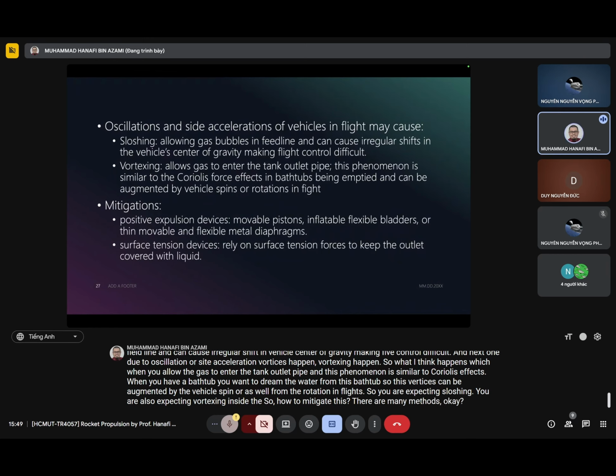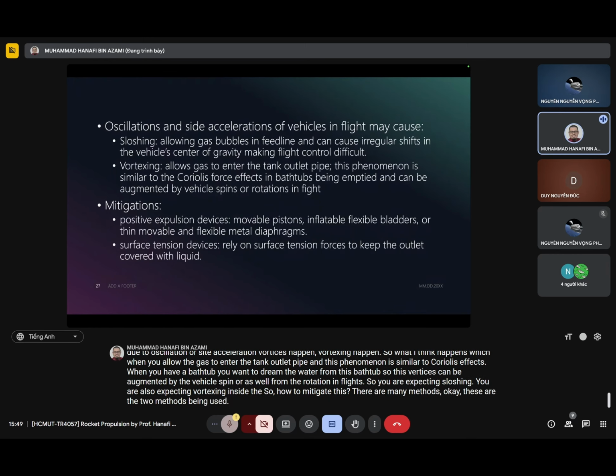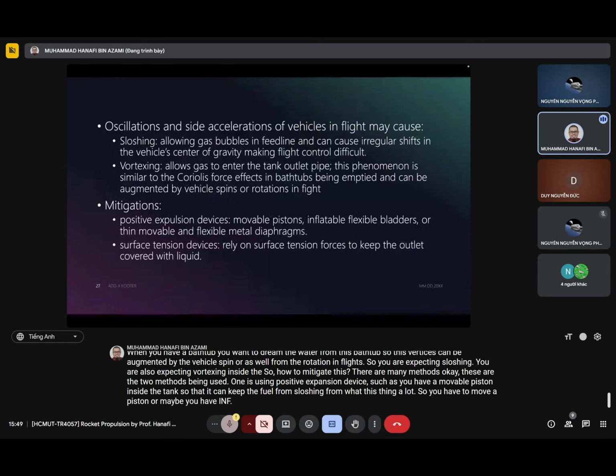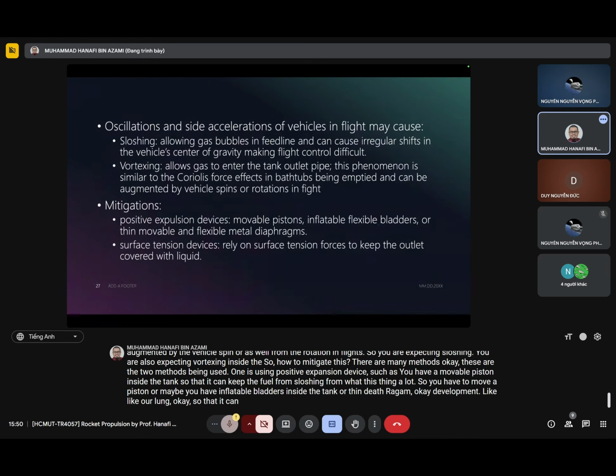There are many methods. These are the two methods being used. One is using a positive expulsion device, such as a movable piston inside the tank so that it can keep the fuel from sloshing and vortexing a lot. Or maybe you have inflatable bladders inside the tank, or a thin diaphragm, like our lung, so that it can close the gap and the liquid propellant doesn't move that much.